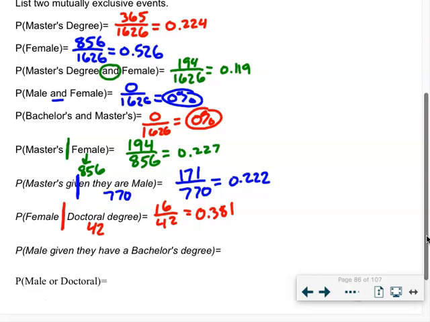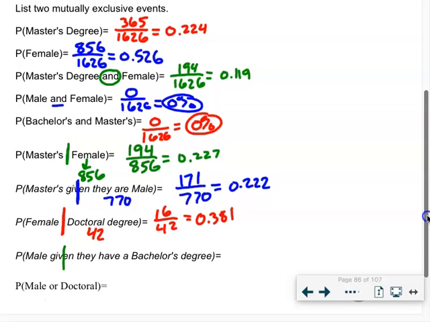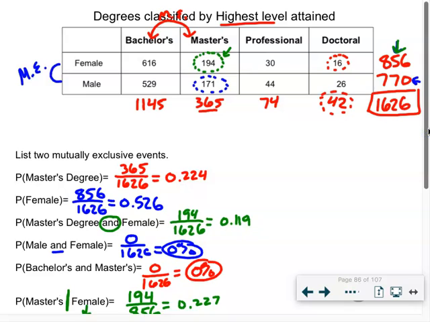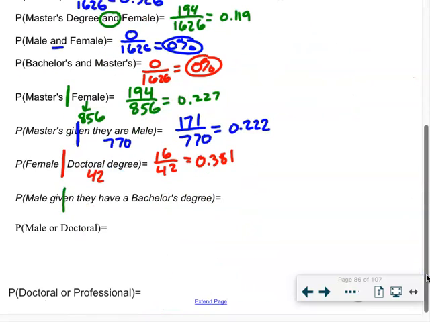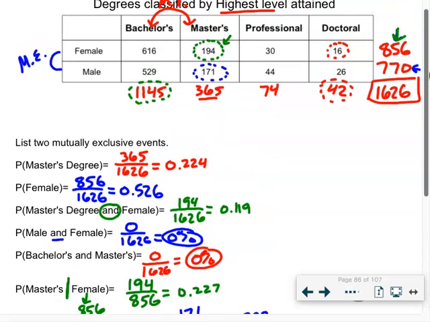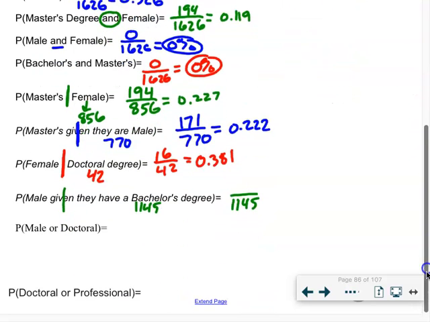Male, given that they have a bachelor's degree, so I'm going to look for the bachelor's degree column, that's 1145. That is the number of bachelor's degrees. That is also the denominator of this problem. And then I have to look in the bachelor degree column, how many were male? 529. So 529 of the bachelor degrees were males, and that's divided by 1145, so 0.462.